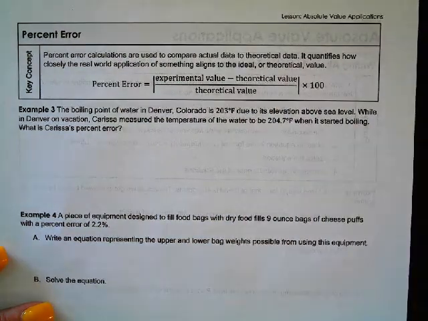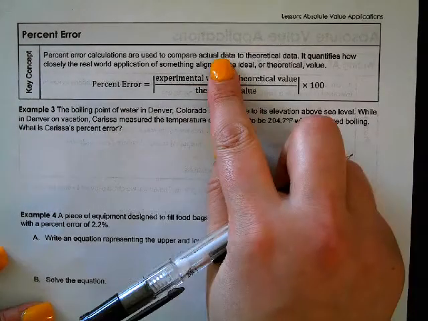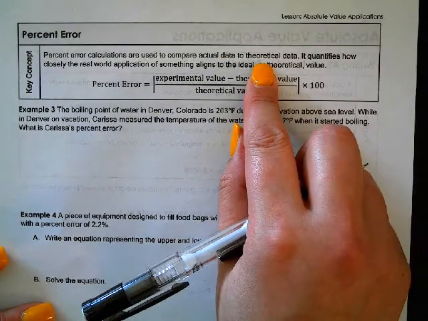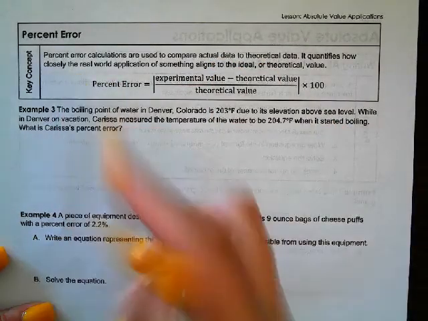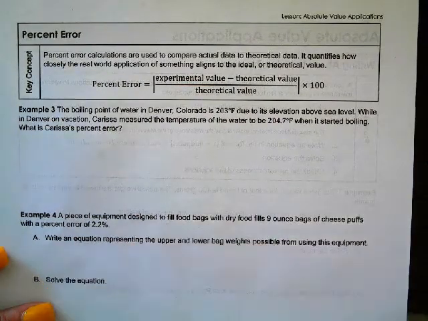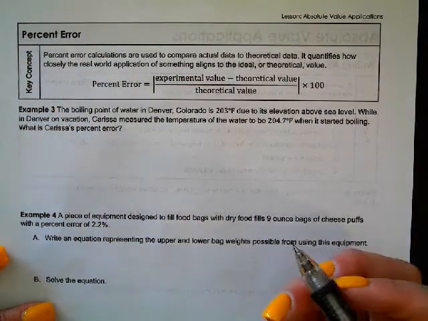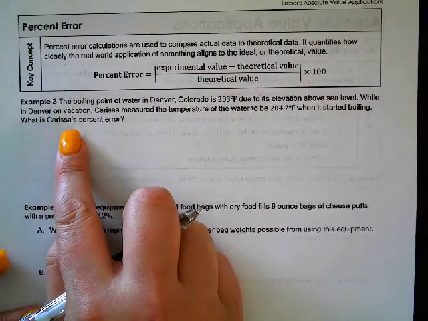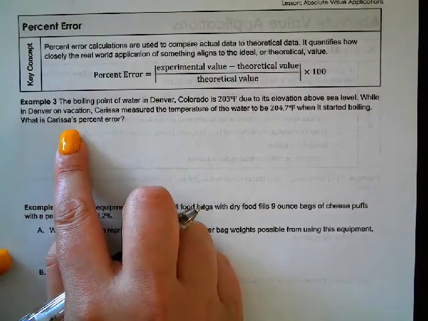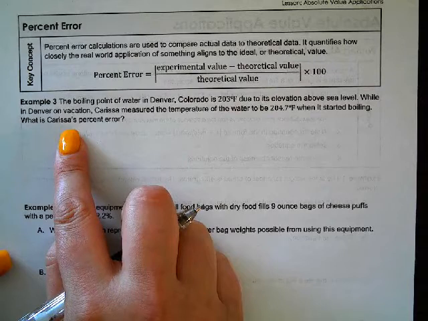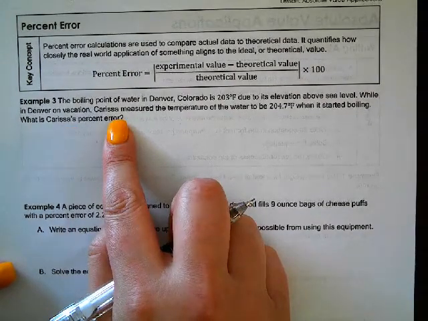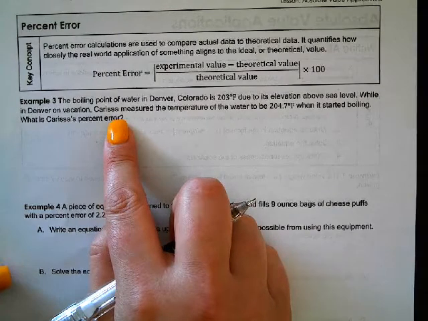Percent error calculations are used to compare actual data to theoretical data. It quantifies how closely the real-world applications of something aligns to a theoretical value. So how close is it? All right, the boiling point of water in Denver, Colorado is 203 degrees due to its elevation above sea level. While in Denver on vacation, Carissa measured the temperature of the water to be 204.7 degrees when it started boiling. What is her percent error?